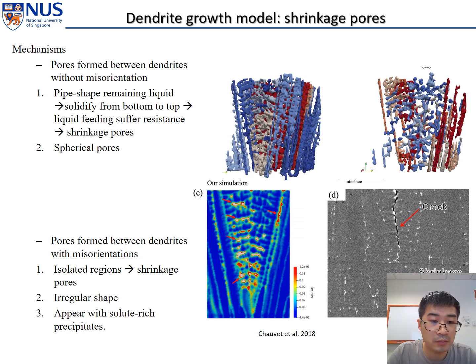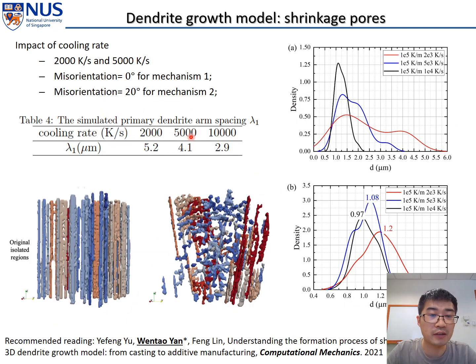And for the pores formed between dendrites with misorientation, you can see these isolated regions will lead to shrinkage pores, and they are mostly irregular in shape and appear with solute-rich precipitates. So we further investigate the case with different cooling rates and different misorientations. These are the simulation results at different cooling rates: 2000 K per second, 5000 K per second, 10,000 K per second, and you see the primary dendrite arm spacing is smaller and smaller with the increase of the cooling rate.